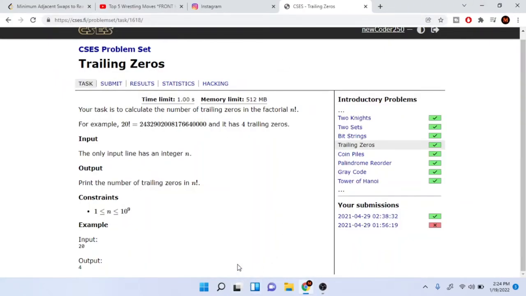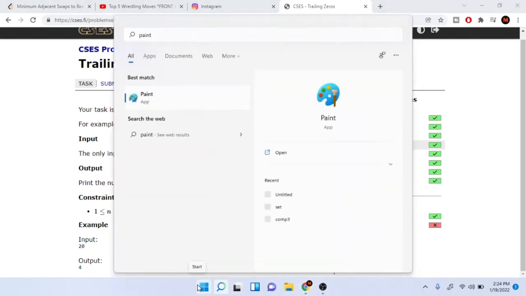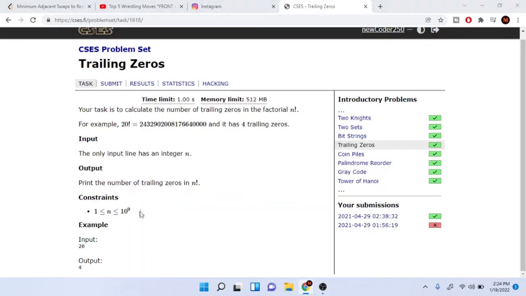Today we are going to go over trailing zeros. Essentially, given a number n, our task is to calculate the number of trailing zeros in n factorial. In this case we have 20 factorial, and it has 4 trailing zeros. By trailing zeros, they mean the number of zeros at the end. So there are 4 zeros at the end, that's why there are 4 trailing zeros. Our task is just to calculate the number of trailing zeros.